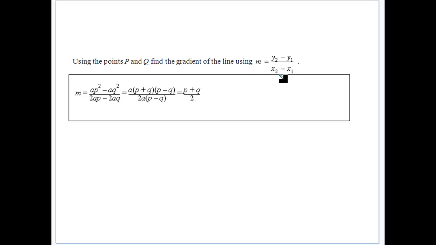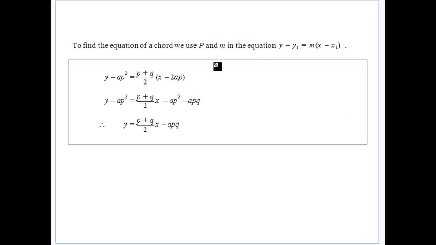formula. y2 minus y1 over x2 minus x1. So if we use our coordinates, we get AP squared minus AQ squared over 2AP minus 2AQ, which when we do the difference of two squares, do a factorization here, we get to cancel the P minus Q, and we cancel our A's as well. It just gets us P plus Q over 2. So there's our gradient of our chord, and that will basically be the parametric values summed and divided by 2. That's how we can do that.